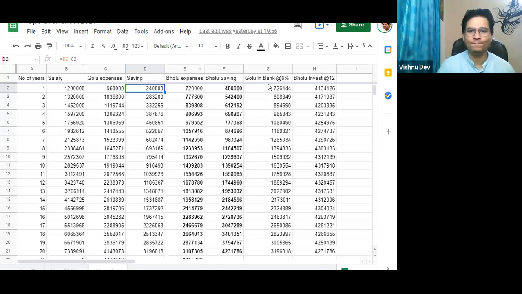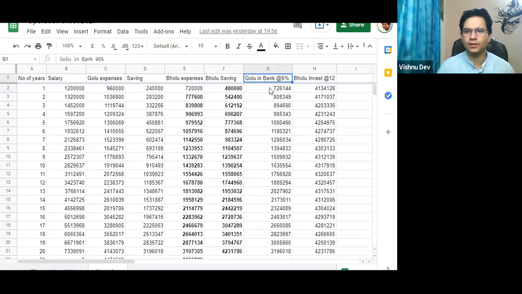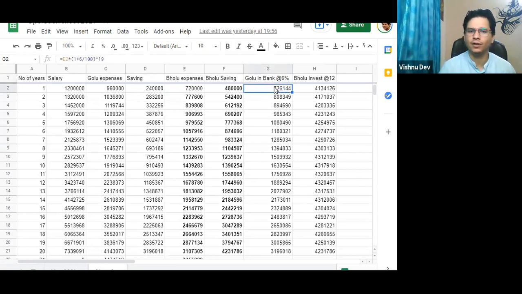Golu kept the money in the bank as an FD for the next 19 years. The interest that he was getting was 6% per year. I'm revising what was discussed last class.